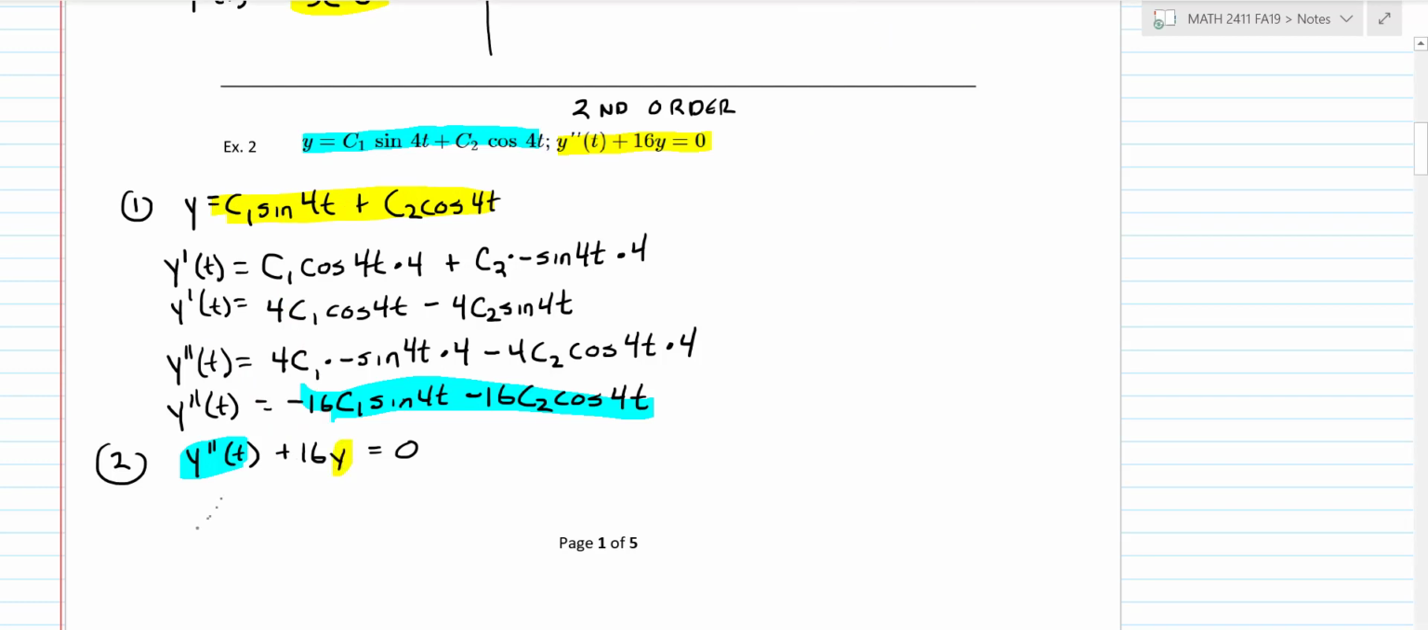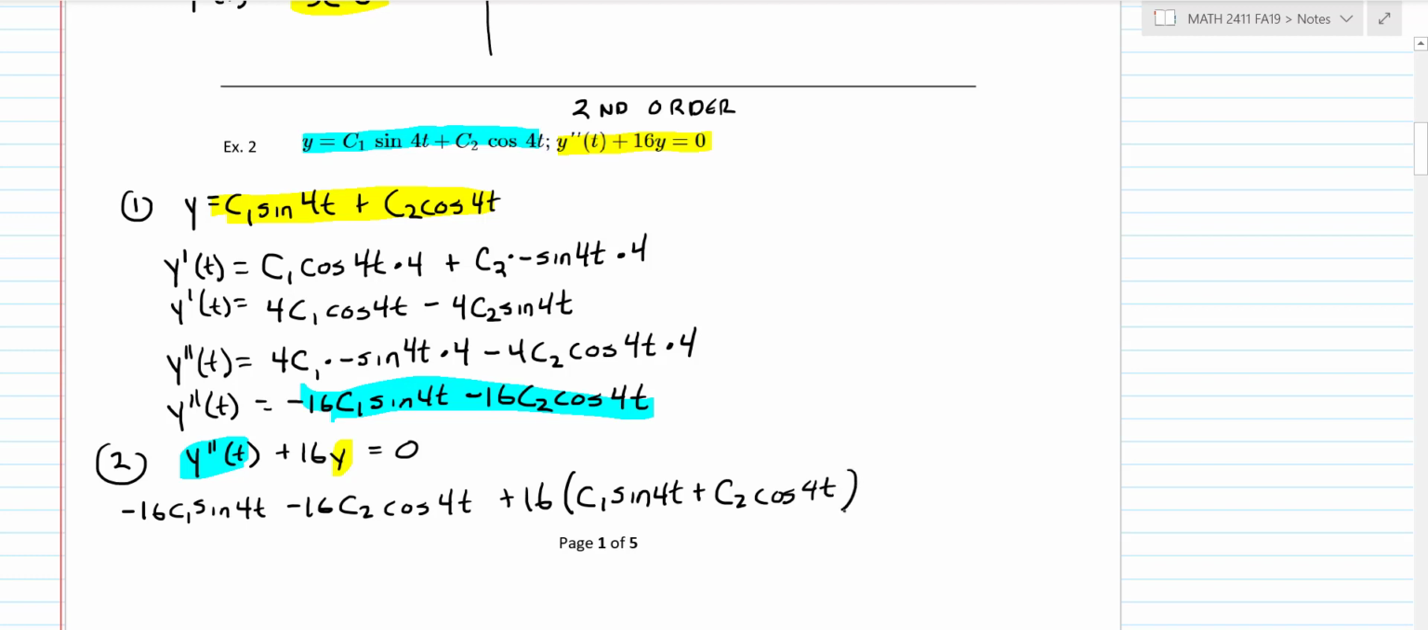All right, so what we have is negative 16c1 sine 4t minus 16c2 cosine 4t plus 16 times the function c1 sine 4t plus c2 cosine 4t. All right, let's see what we get here.